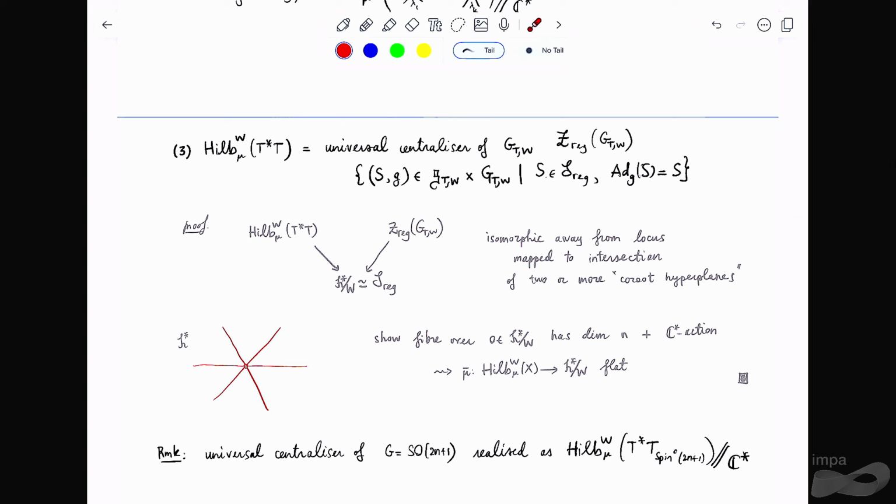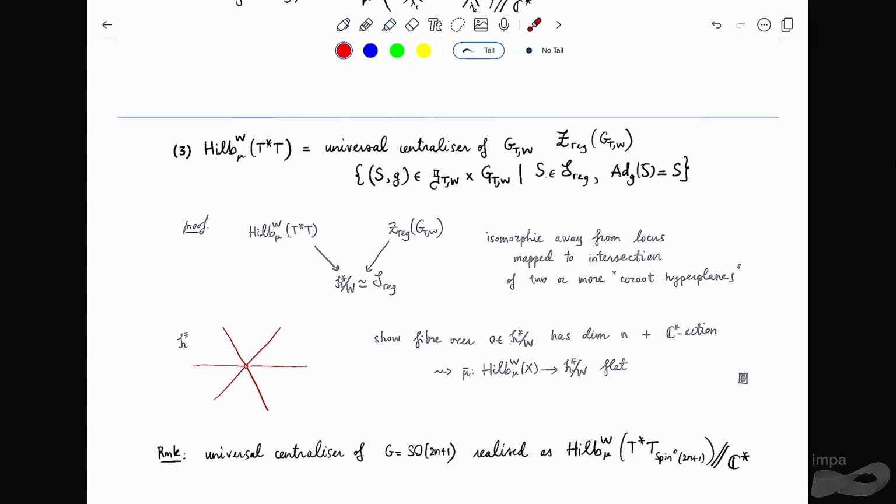So there's a slice for the adjoint action on the Lie algebra, called the regular Slodowy slice. This regular element is actually an element in this Slodowy slice, and the group G is an element that fixes it. So we're basically parameterizing all regular elements in the Lie algebra together with elements in the group that fix them via the adjoint action.